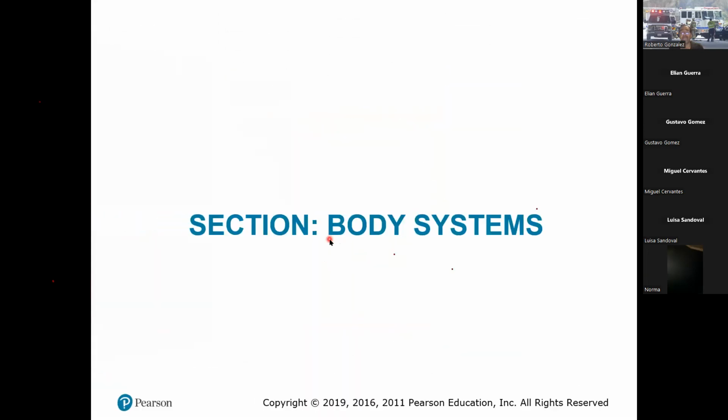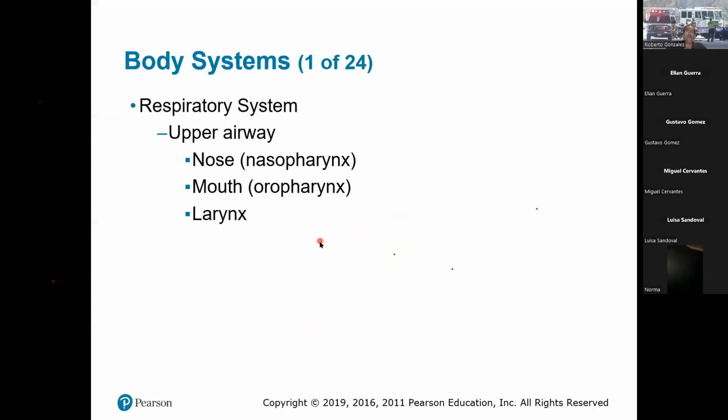Body systems. Respiratory system: you have the upper airway, nose, mouth, and larynx. Our mouth is part of the respiratory system, because, I hate to say this, but some of you are mouth breathers as opposed to nose breathers.